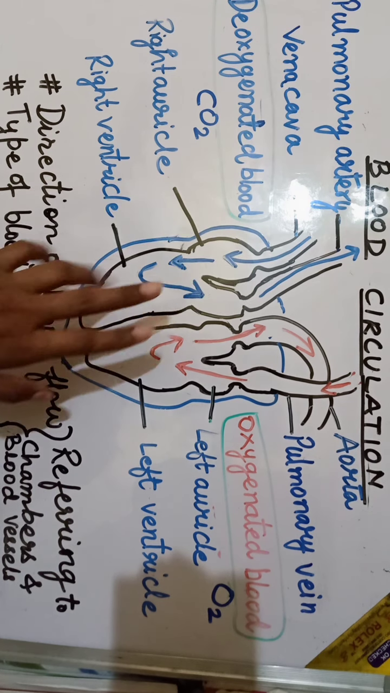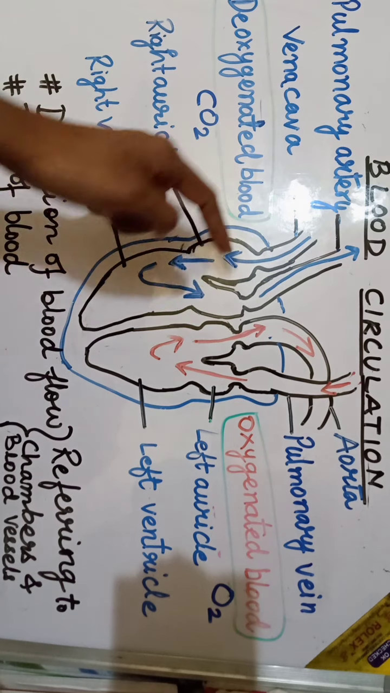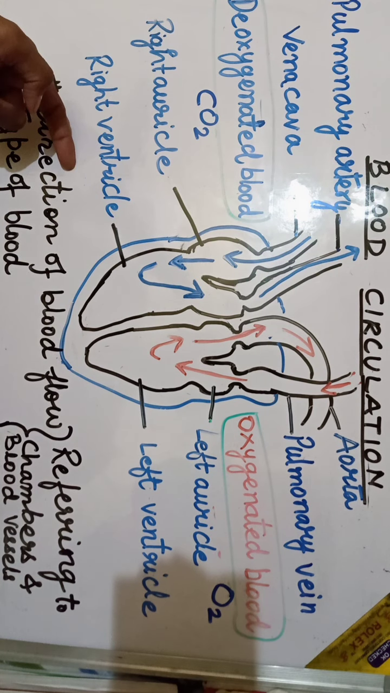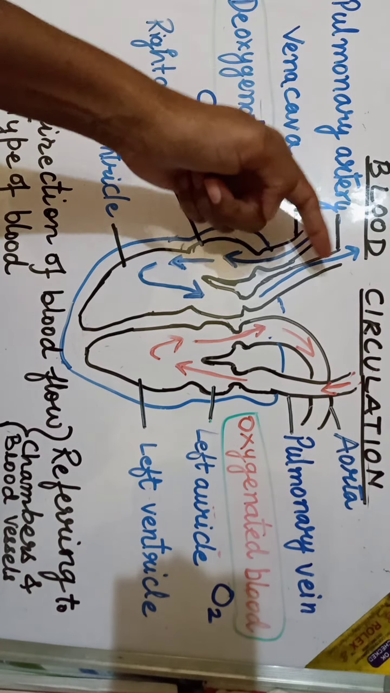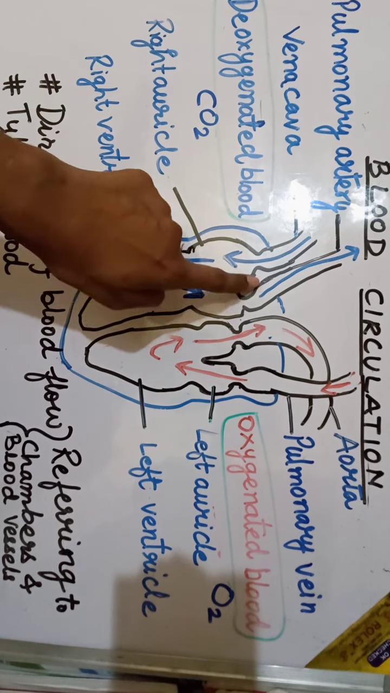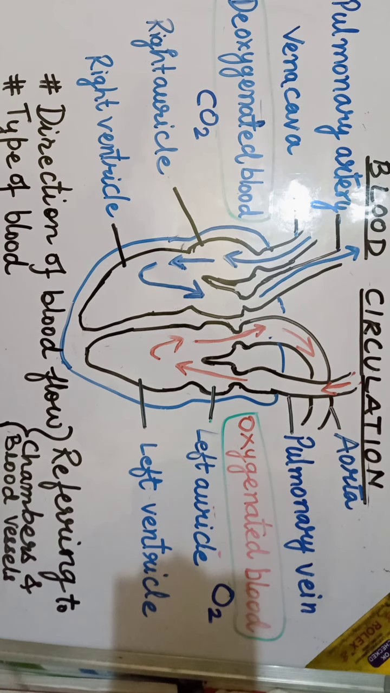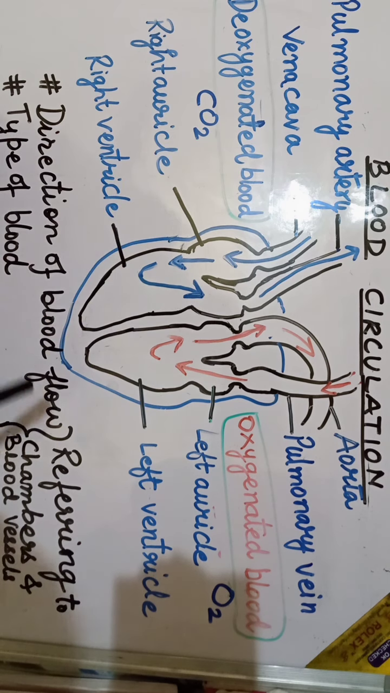In this diagram, you can clearly see the right hand side of the heart, that is made up of right auricle and right ventricle, is shown with the blue arrows only. That means it is having deoxygenated blood. Means these two chambers are having only deoxygenated blood, that is rich in carbon dioxide.